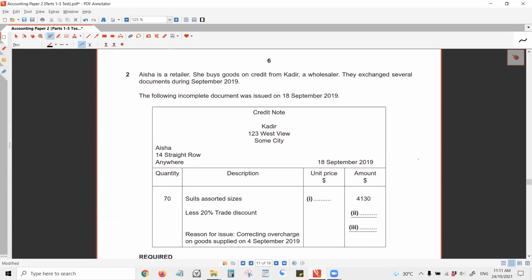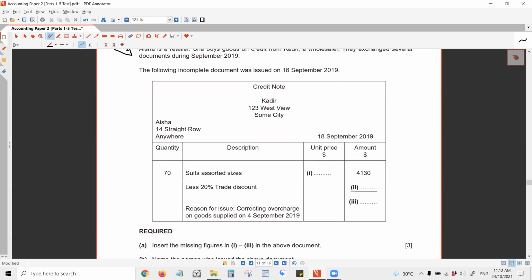Here, not too sure if you have printed, but if you have printed, then it would be good. Question 2. So always look at what they want us to do first. Question A, insert the missing numbers in 1 to 3 in the above document. That means you have to fill up the blank here, here, here, right?